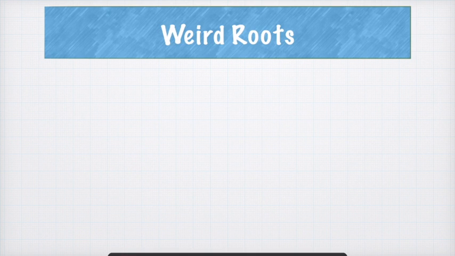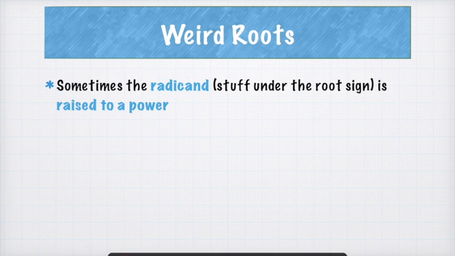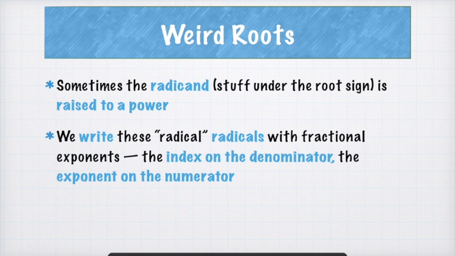Now there's some really weird roots that exist out there. Sometimes the radicand, so that's the stuff underneath the root sign, is raised to a power. Sometimes the entire expression is being raised to a power as well. We can write these radicals with a fractional exponent. So the index is in the denominator and the exponent is in the numerator. That's a little bit confusing.